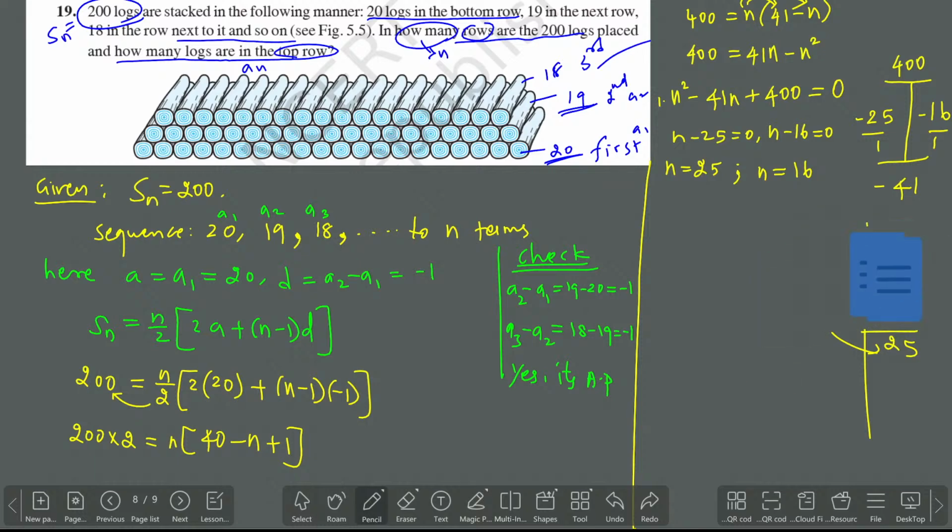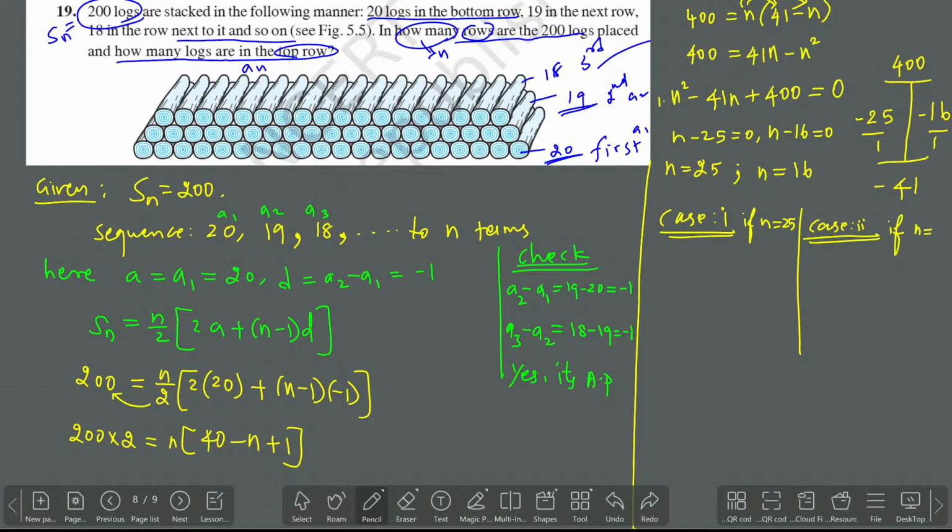Then we have to go to 2 cases. Let me go with the 2 cases. I'm dividing into 2 cases. Case number 1, with n value 25. Case number 2, with n value 16. We'll check which is correct. Both are actually positive, so we have to check. We have to check both the answers. There is no other go. We'll check.